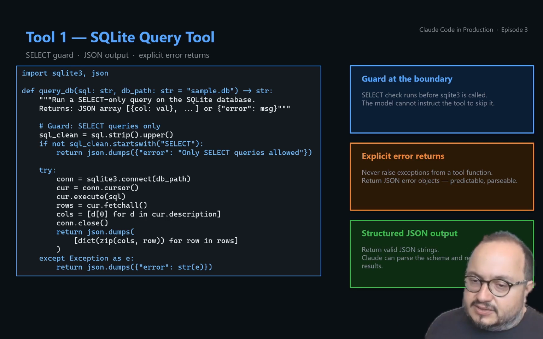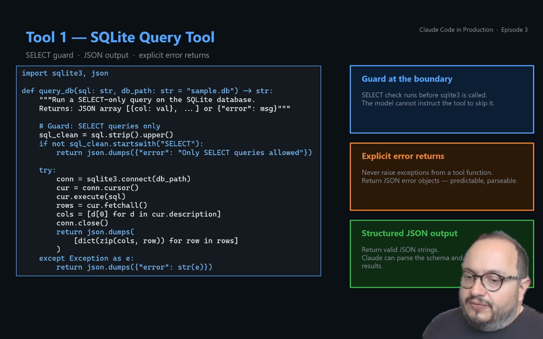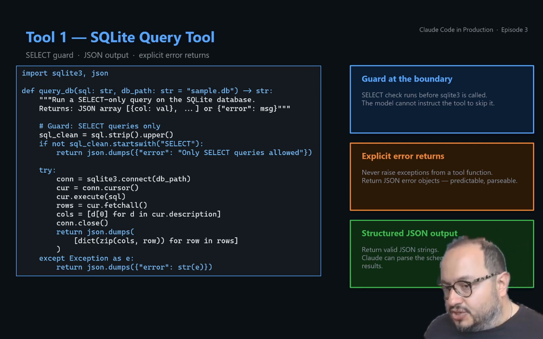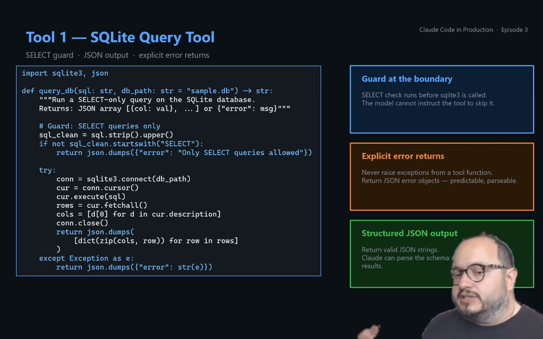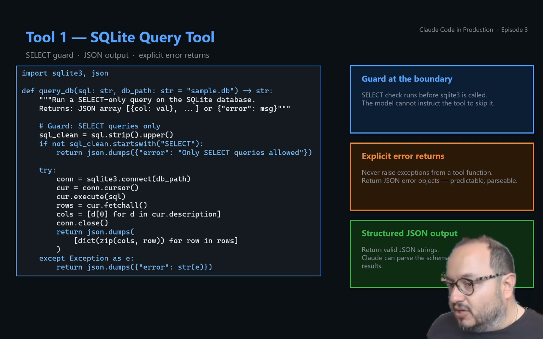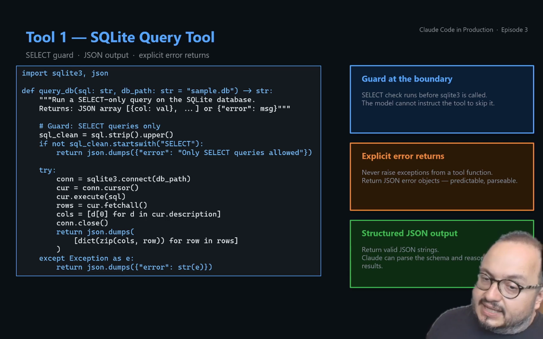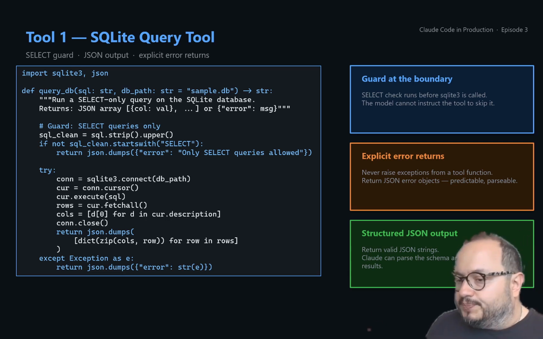The third thing is structured output. The function returns a JSON string, not a Python object. MCP tools return strings. If you want Claude to parse the structure, return valid JSON and document in the docstring what the schema looks like. The DB path parameter defaults to the sample DB in the current working directory. In production, you would set this from an environment variable or accept it as a parameter scoped to a session.